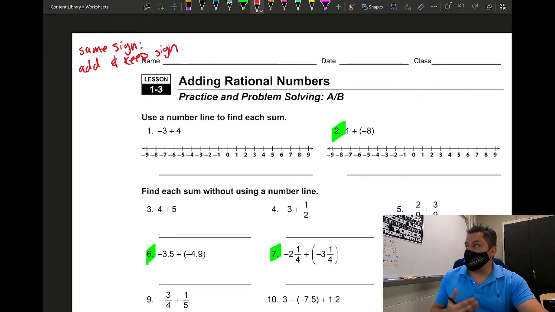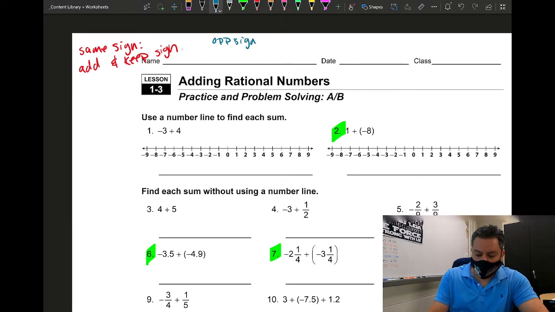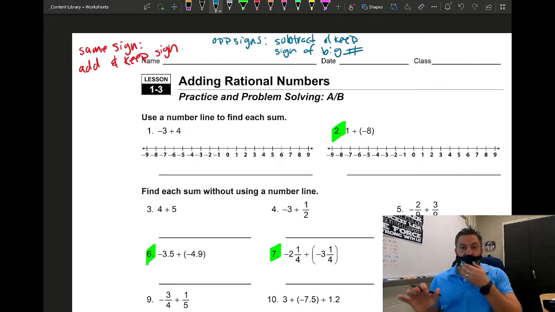However, if we have opposite numbers, it's a different story. We're going to subtract. However, we're going to keep the sign of the bigger number. So opposite signs, we're going to subtract and keep the sign of the big number. Okay? Now, these rules are only going to apply for adding and subtracting. There are different rules for multiplying and dividing, and we're going to get to those whenever we get there.